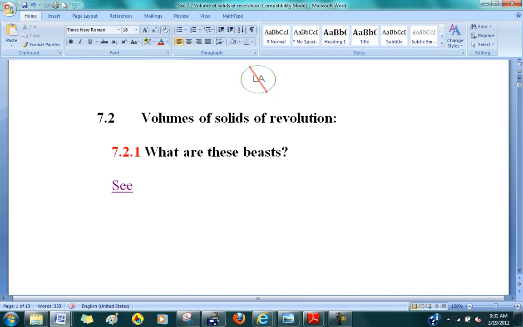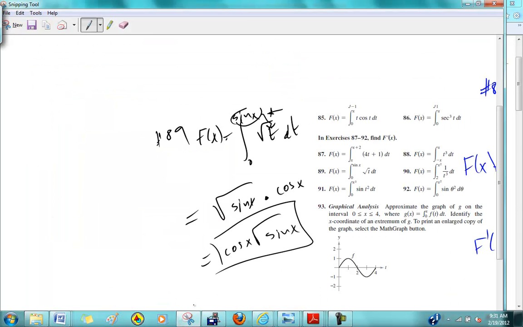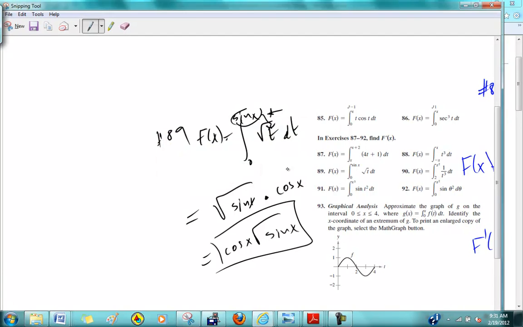So 7.2 is all about volumes of solids of revolution. And to see what that is, there's a website that I found that gives you a good dynamic picture of really what's going on. So a solid of revolution, oops, where did this come from? I guess I didn't close it last time.